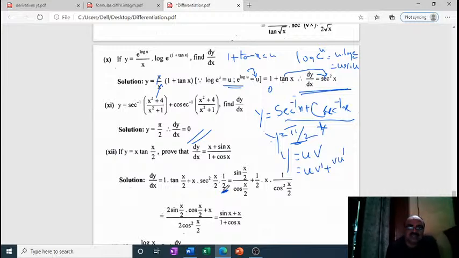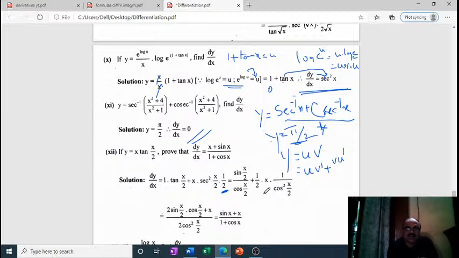Now, the rest is just mere calculations. Here, tan x by 2 is converted as sin x by 2 by cos x by 2, plus half into x into secant square x by 2, which is written as 1 by cos square x by 2. Why this is done is so that in both the denominators you have cos x by 2, you can equate it.